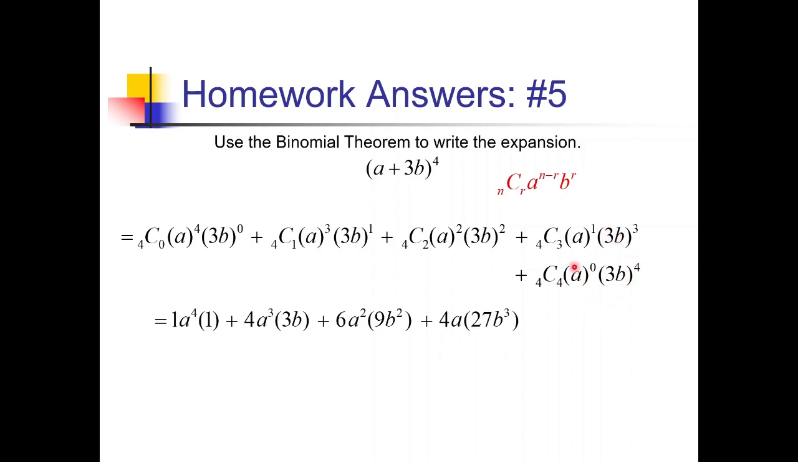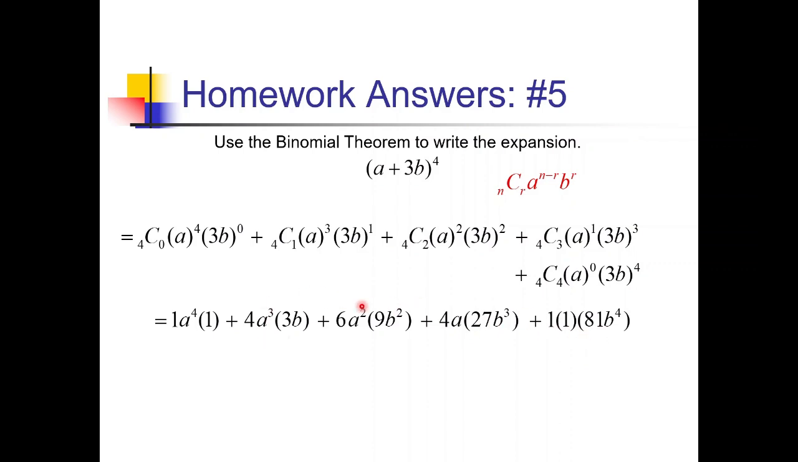And then for this last one, 4 choose 4 is going to be 1, because n choose n is always 1. It's the same as 4 choose 0. a to the 0 is 1. And then 3b to the 4th is 81b to the 4th.